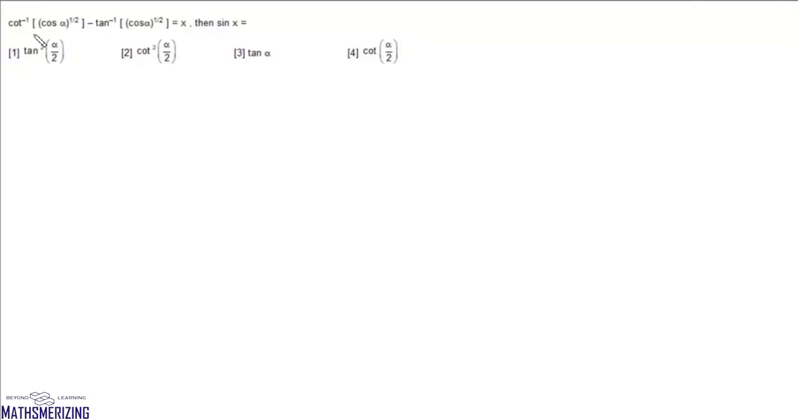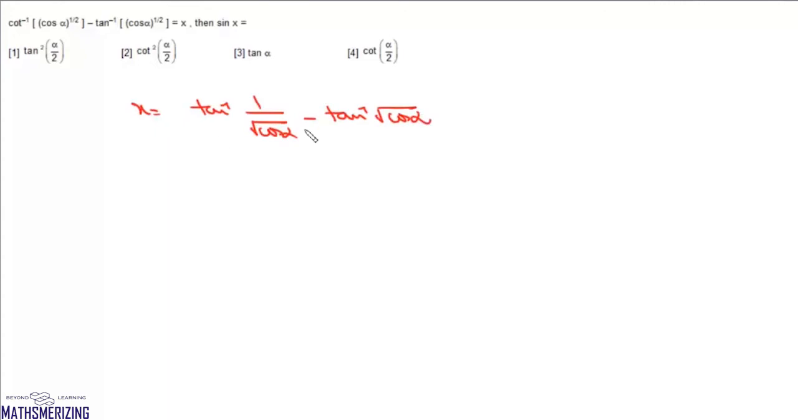Now here the question is, cot inverse of under root cos alpha minus tan inverse of under root cos alpha equals x. Then we need to find the value of sine x. Now what we'll do is we'll write this x as tan inverse of 1 upon under root cos alpha minus tan inverse of under root cos alpha.